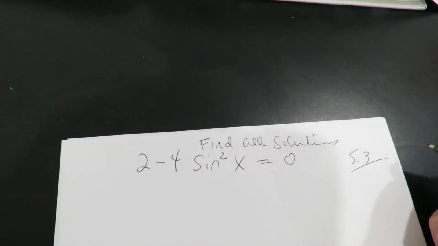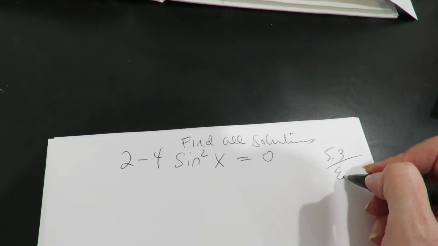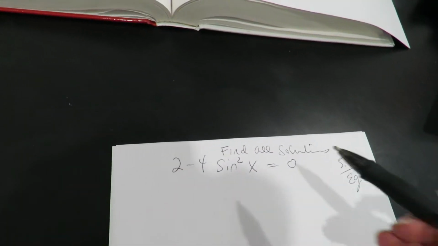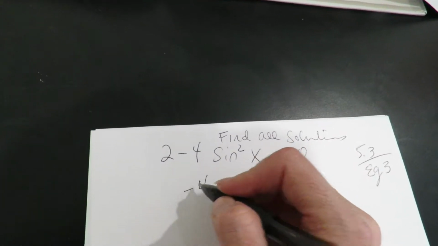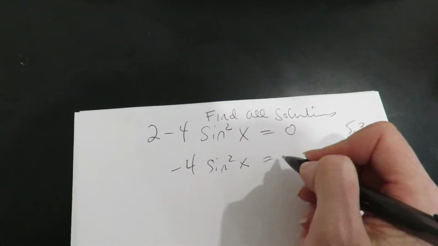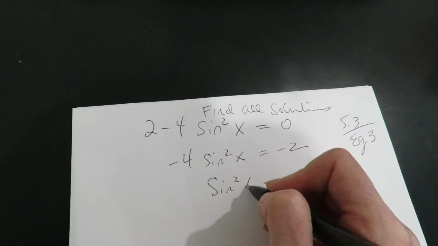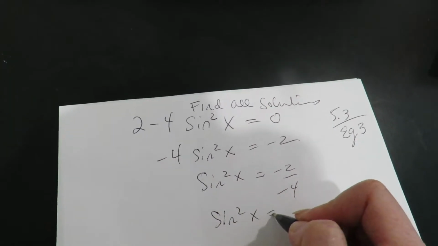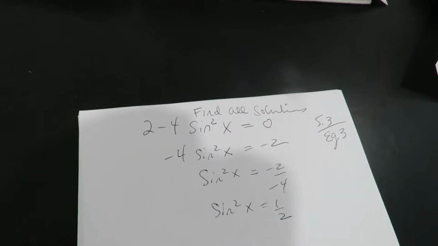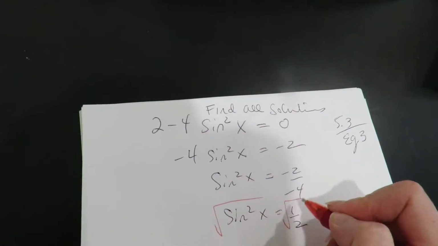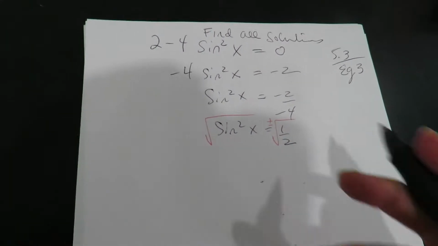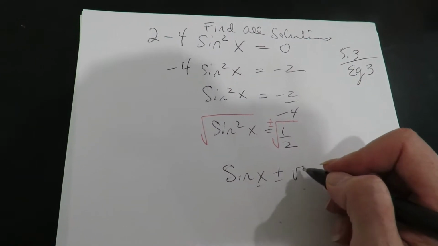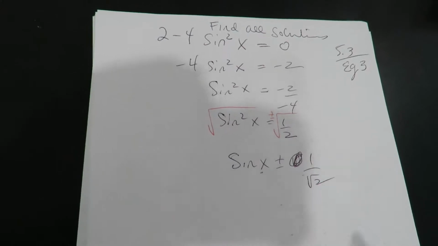5.3. This is now example 3. All right, so as I've been saying, I first want you to isolate it. So I'm going to move the 2 to the other side. I'm then going to divide off the -4, which is going to leave me with +1/2. I'm then going to take the square root of both sides. I'm going to simplify this as much as I can, which is going to give me that.